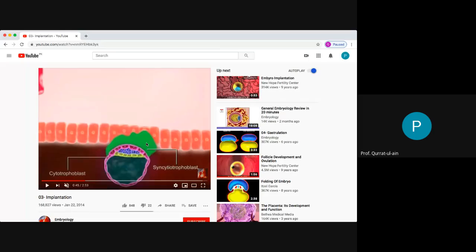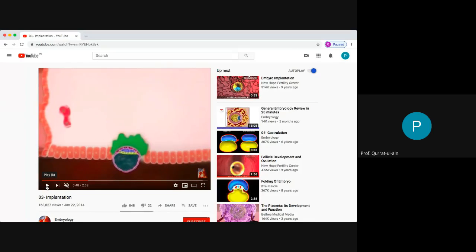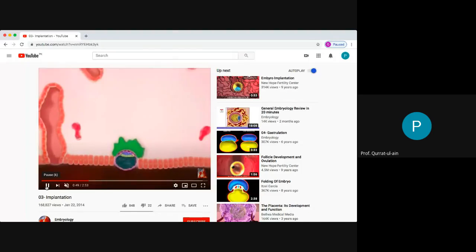So there's syncytial trophoblast, and there's a cytotrophoblast. There is embryoblast with the inner layer of embryoblast known as hypoblast, and this is the blastocyst cavity. Now, see, it is dragging and it is taking the blastocyst inside the endometrium, and the size of the syncytial trophoblast is also increasing. It will cover all around ultimately.